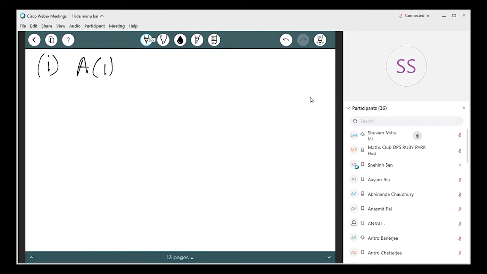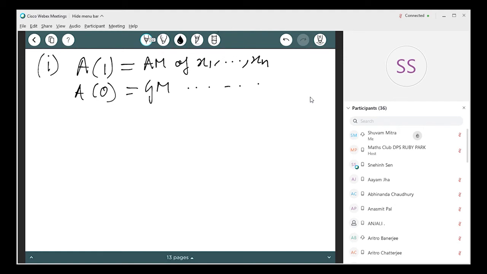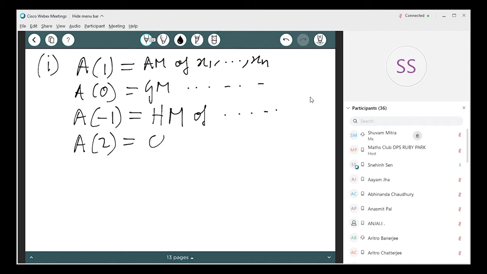A1 is equal to AM of x1 to xn. A0 is by definition the GM. A minus 1 is equal to the harmonic mean of x1 to xn. A2 is equal to our quadratic mean as we just did right now. Can you just verify these things?